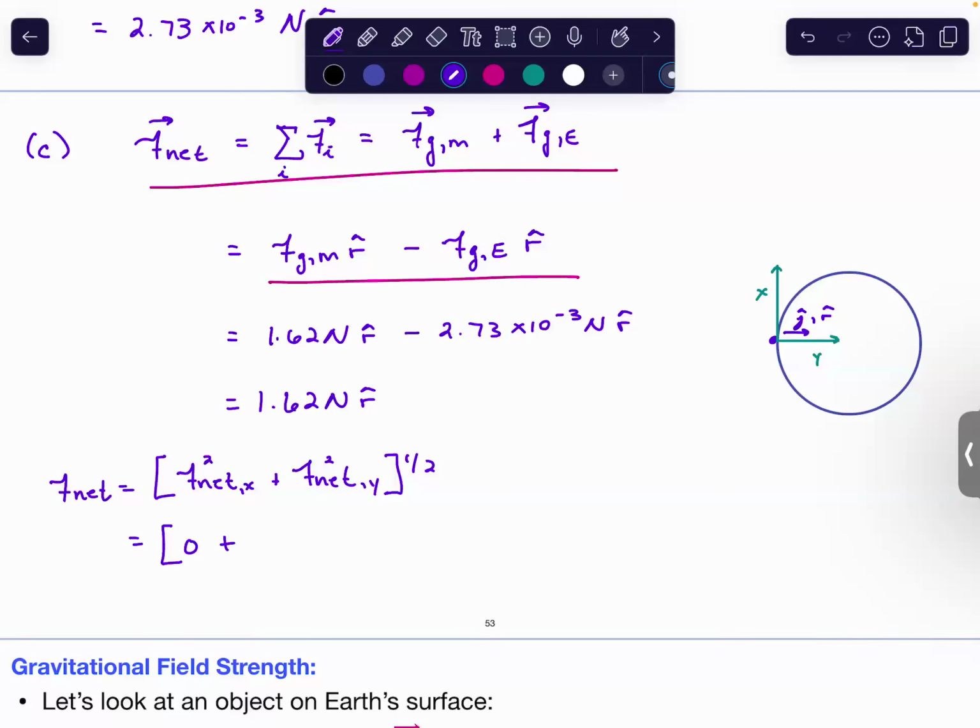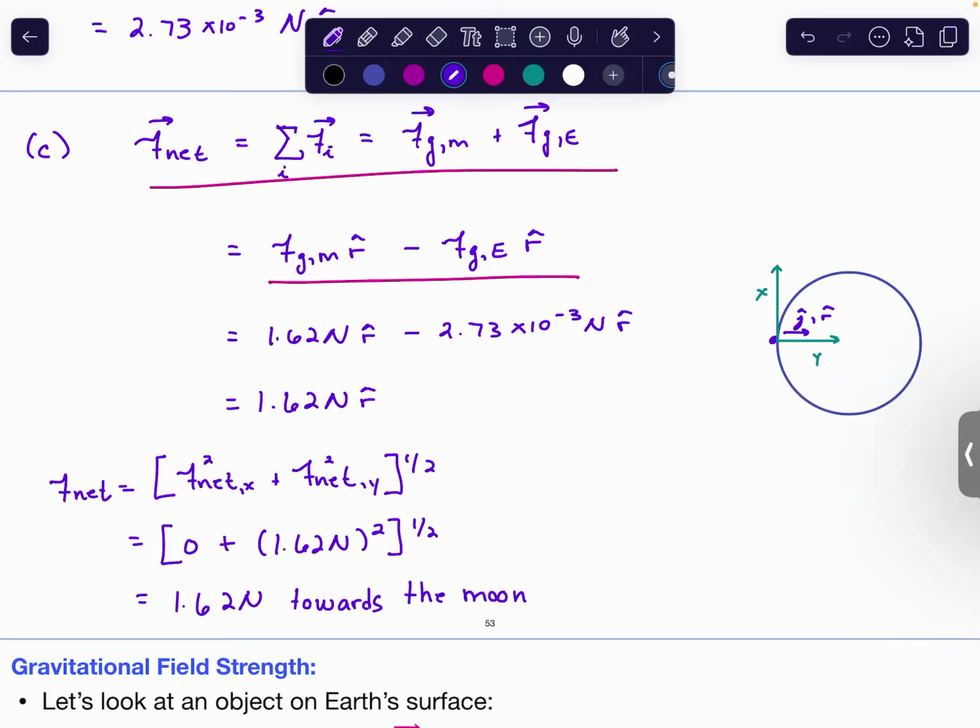it's going to be 0 plus 1.62 newtons squared, square root, and you end up with the total force of 1.62 newtons towards the moon.